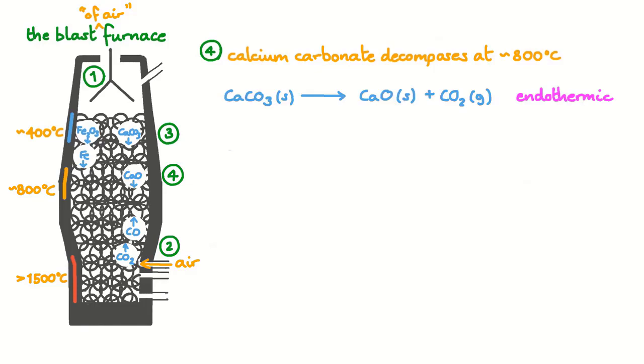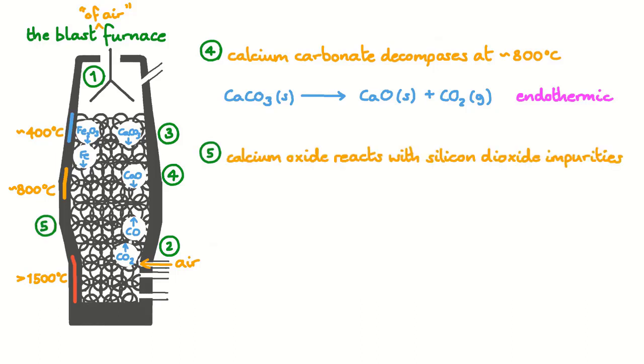The decomposition of calcium carbonate into calcium oxide and carbon dioxide is endothermic, so this process absorbs some of the heat generated by burning the coke. The extra carbon dioxide produced can also react with carbon to produce more carbon monoxide. In the next step, calcium oxide reacts with silicon dioxide impurities in the ore. This helps keep the silicon impurity levels of the iron at the end low.